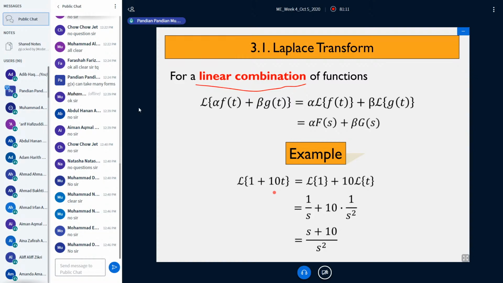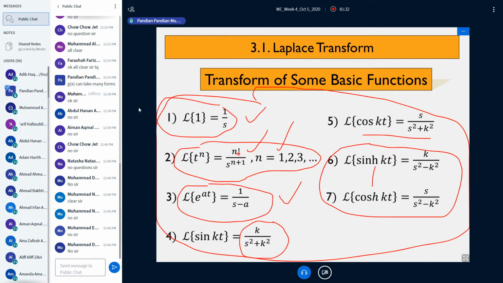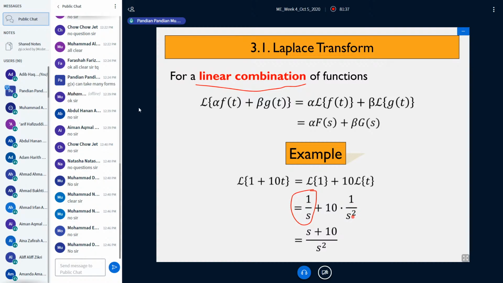Laplace of 1 plus 10t is Laplace of 1 plus 10 times Laplace of t. You don't need to repeat the theory. You just write Laplace of 1, 1 over s. Just plug in from the table. And Laplace of t, using the previous table, n equals 1, 1 factorial over s power 2. So you already got 1 over s power 2. And you want to simplify this, s power 2. This is s plus 10. So the final answer is s plus 10 over s squared.